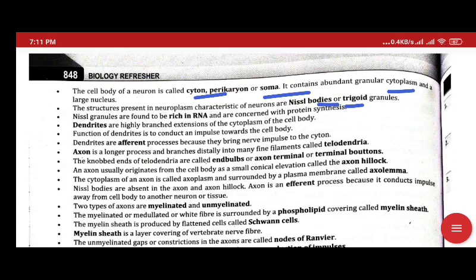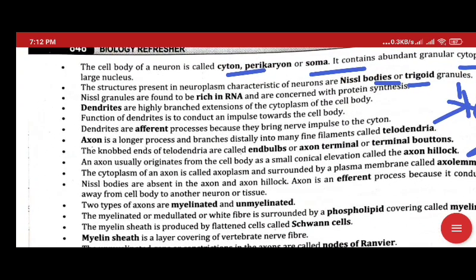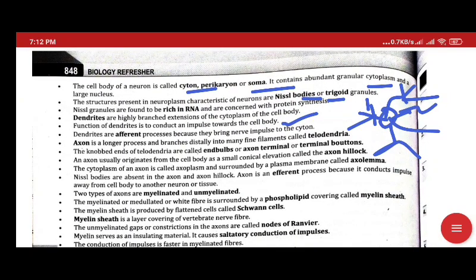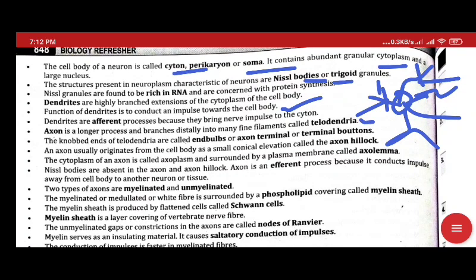I already told you, dendrites occur here, and they are branched. The function of dendrites is to conduct impulse to the cell body. This round cell is the cell body. Dendrites are afferent, meaning they make the incoming of impulse to the cyton. The axon is the longest process, and its fine filaments are called telodendria, or terminal buttons.